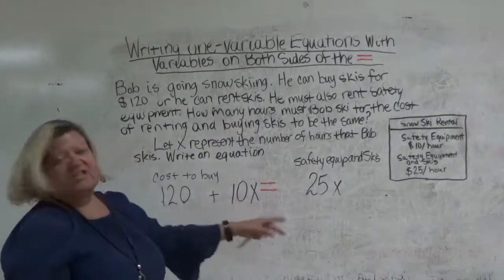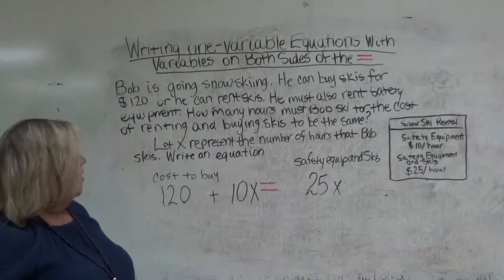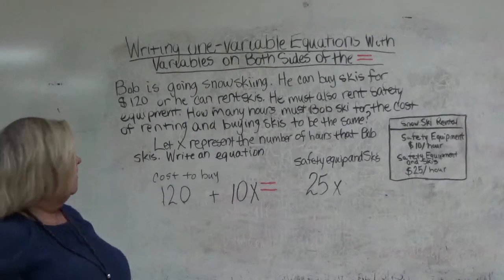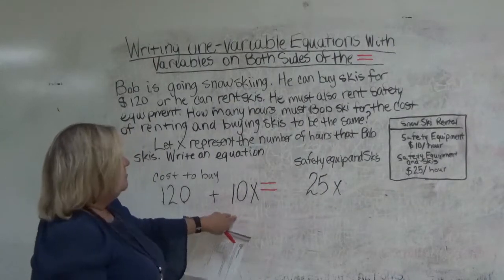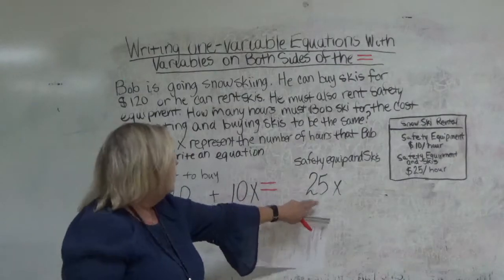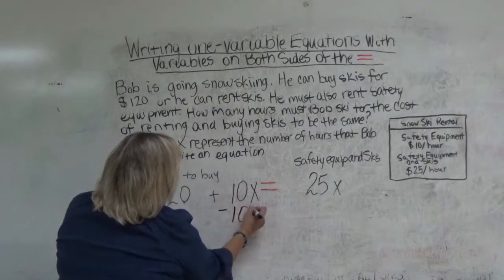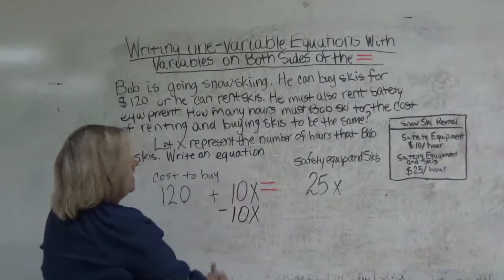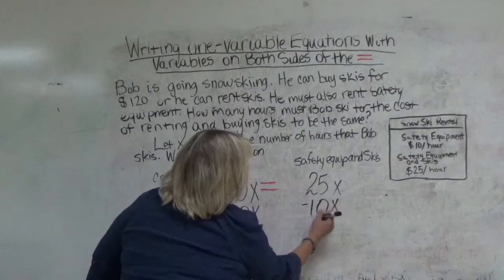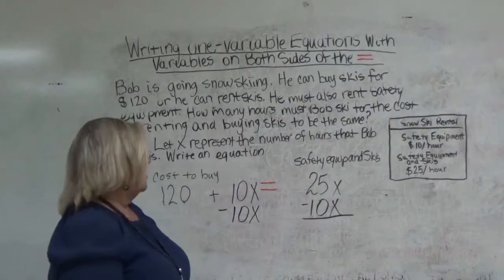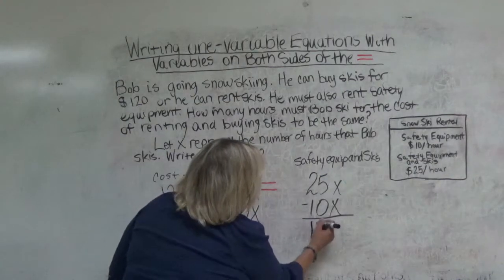And now we have an equation like we had when we were solving the two-step equations. So what we're going to do is solve this equation to find out how many hours it will take for them to equal. The first step is to move the variable over to the other side with the other variable. So we're going to do the inverse. We're going to subtract 10x over here, and those are going to cancel out. And we're also going to subtract 10x over here, because whatever we do on one side of the equal sign, we have to do on the other side. 25x minus 10x is 15x.